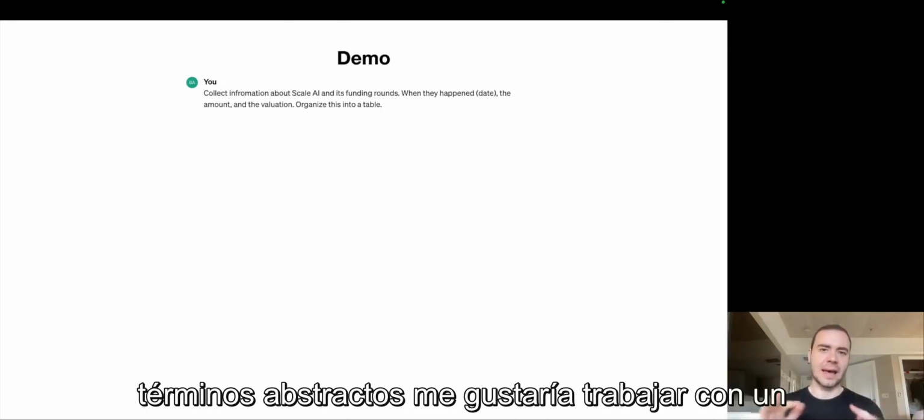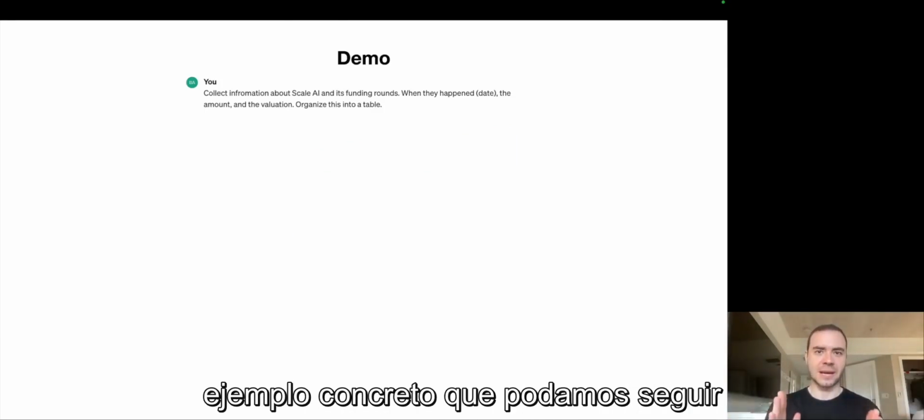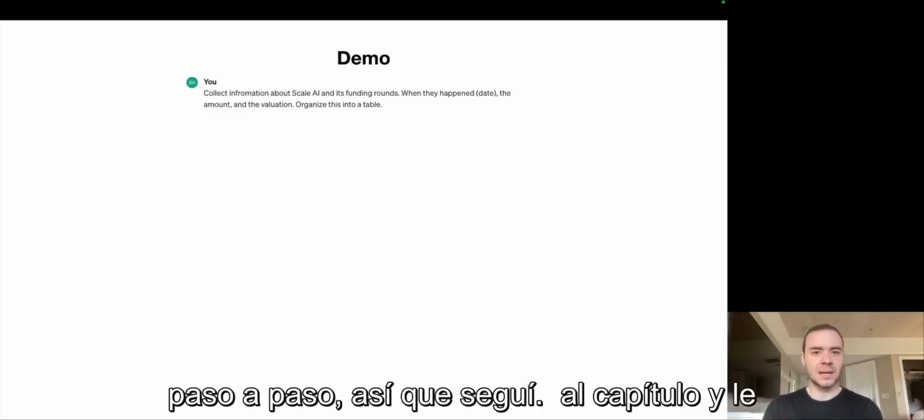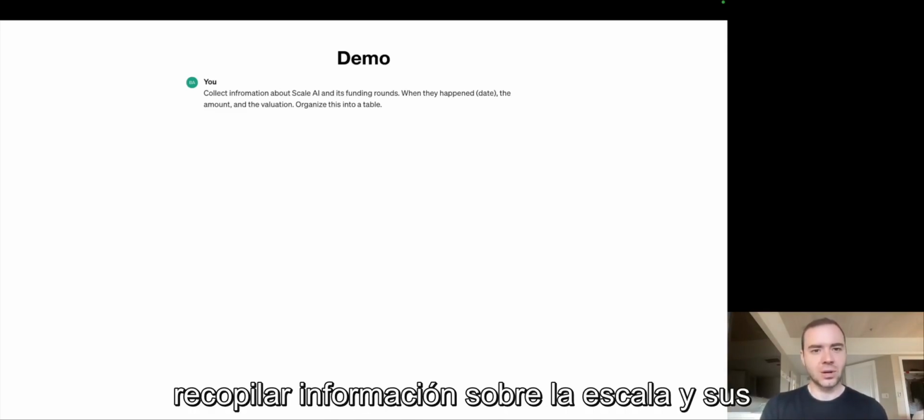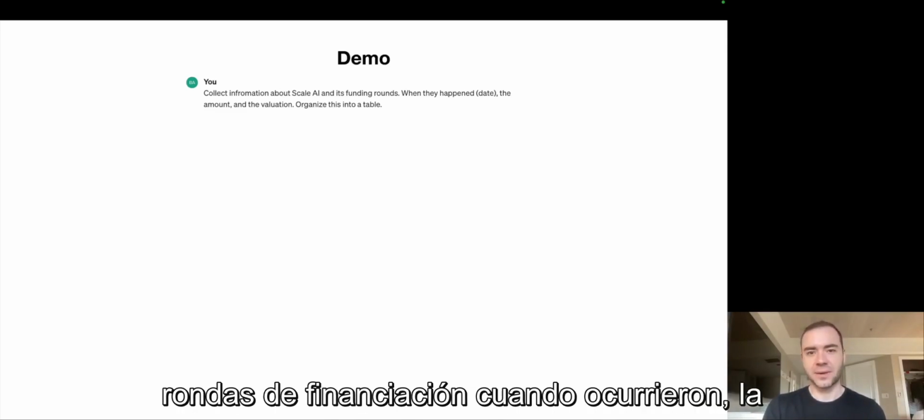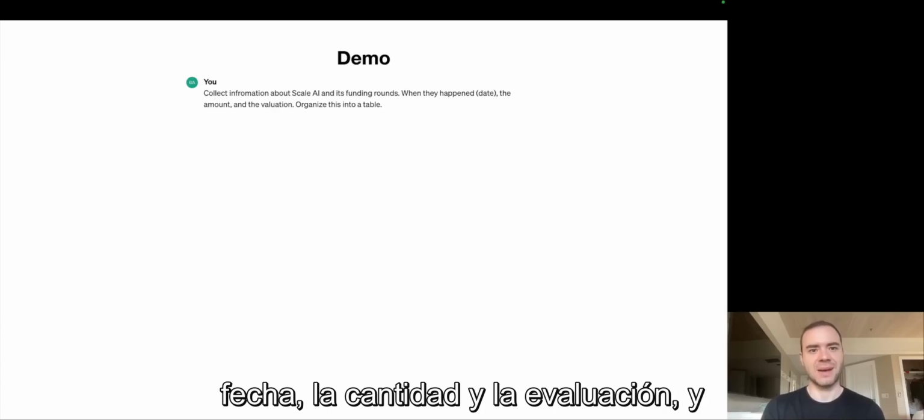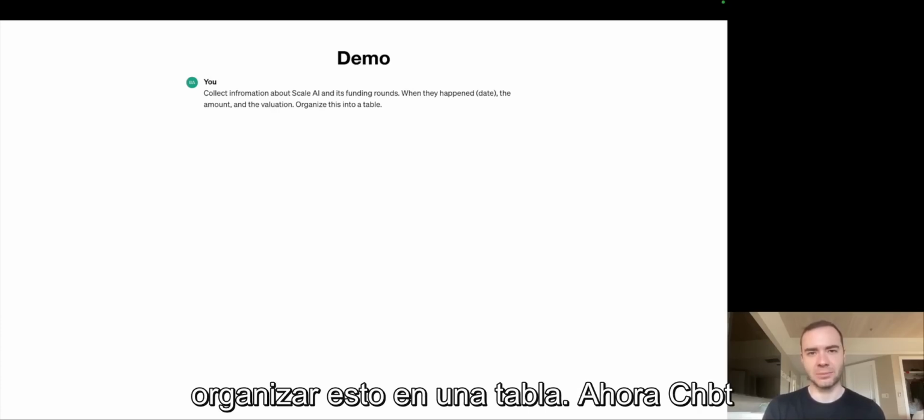And instead of speaking in abstract terms, I'd like to work with a concrete example that we can step through. So I went to ChatGPT and I gave the following query. I said, collect information about Scale AI and its funding rounds, when they happened, the date, the amount, and the valuation, and organize this into a table.